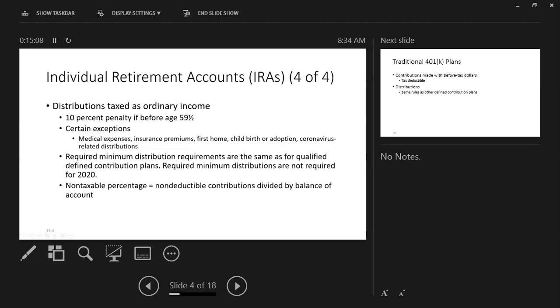Otherwise, distributions from a traditional IRA are all taxed as ordinary income if you take them out before 59½, except for some extenuating circumstances listed. You will also have a 10% penalty. So if you take the money out and spend it, 10% penalty. Now there's another exception: what we call a rollover. You can take it from one retirement account and roll it over automatically into another. Then you're generally not taxed on the money or charged the 10% penalty. This also has required minimum distributions. We already talked about those.